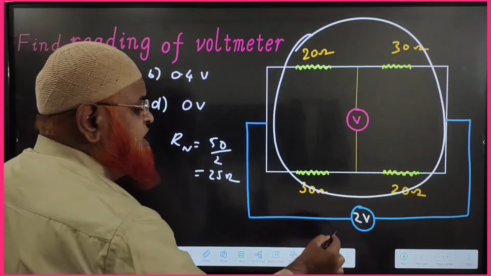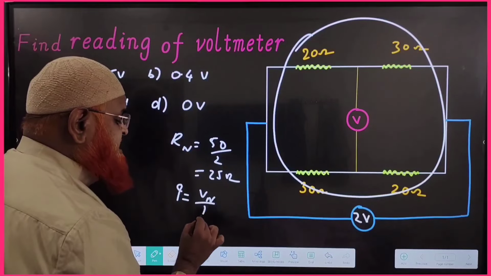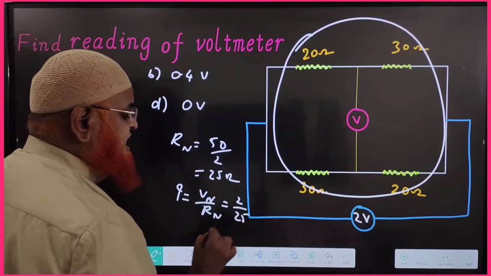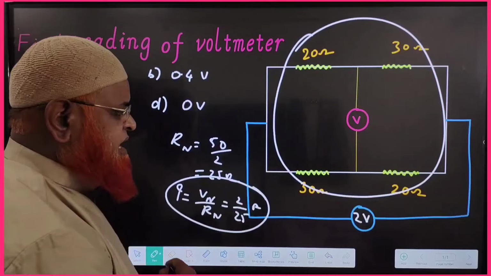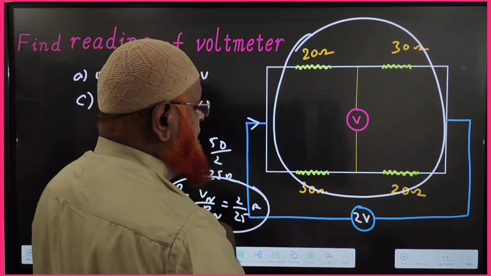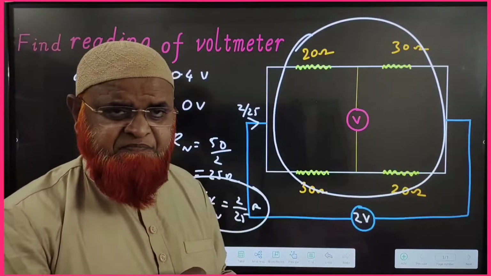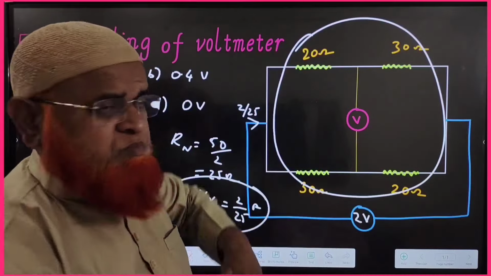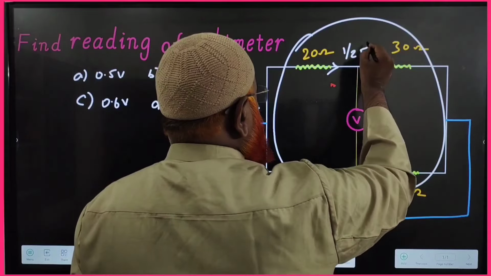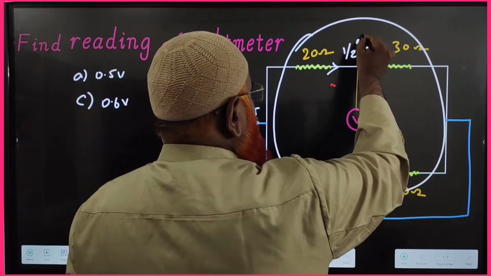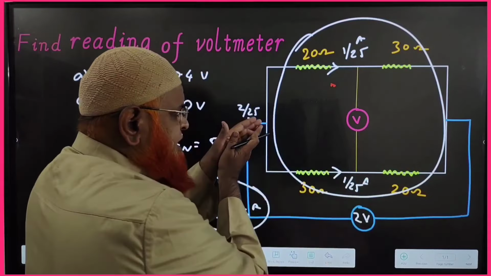We got the net resistance. We have got the net voltage. We want the net current. Net current is net voltage by net resistance, which is nothing but 2 by 25 amperes. So in this circuit, the current passing is 2 by 25 in the whole circuit. This current gets equally divided among these two. Here it has to flow 1 by 25 amperes, and here also 1 by 25 amperes, because 2 by 25 gets divided equally.